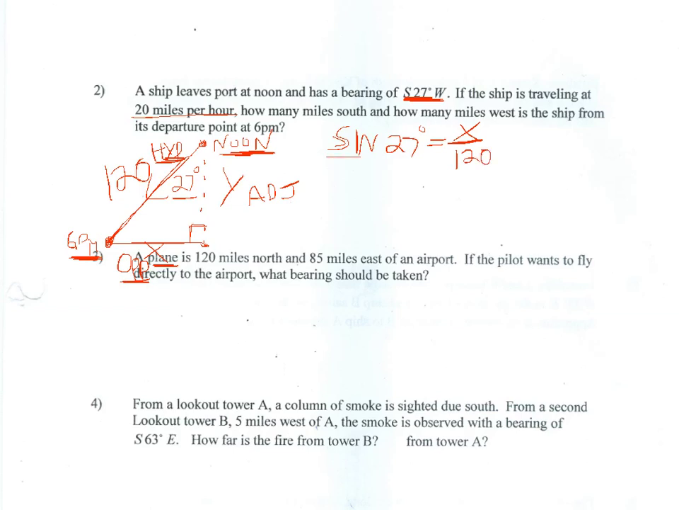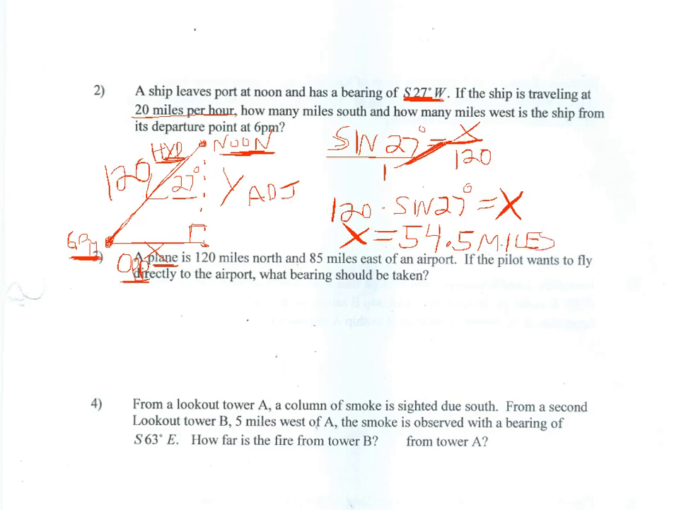And remember, it's like taking this and putting it over 1. If you cross multiply, you get 120 times the sine of 27 degrees equals X times 1, which is just X. Putting that in, 120 times the sine of 27 degrees gives us 54.5. And this is miles. So I'll put miles. This is miles west.